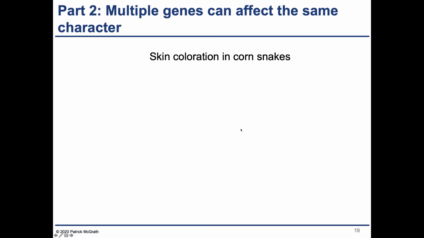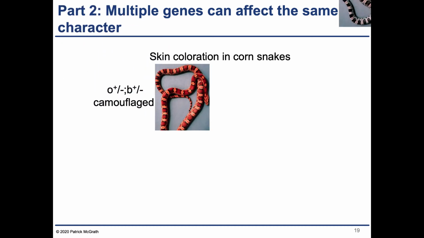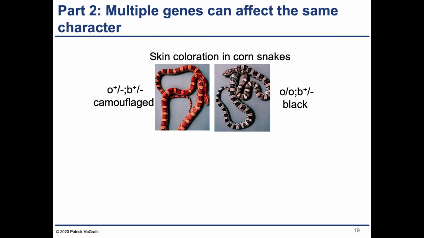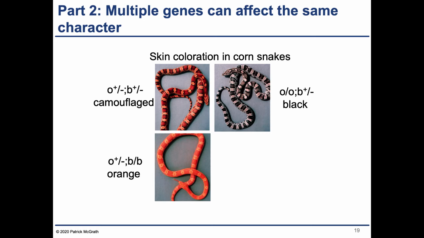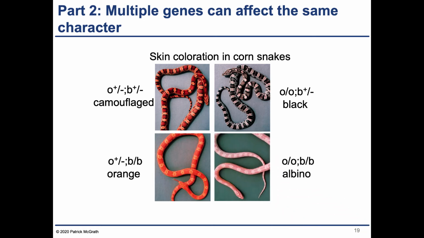All right, part two, we're going to now turn to when multiple genes can affect the same character. An example of this is actually in snakes, so corn snakes, skin coloration in corn snakes. And there's 4 different colors that the snake can have. So the snake can have camouflaged, black, orange, or albino.